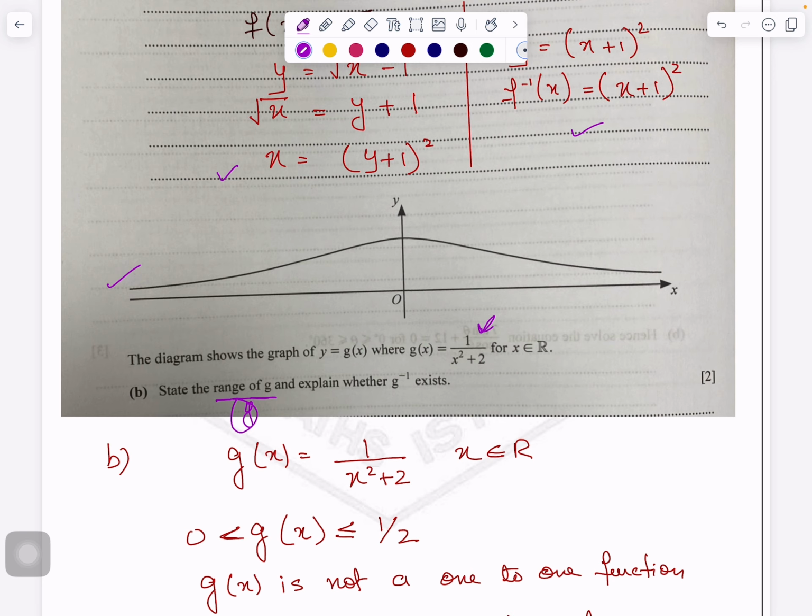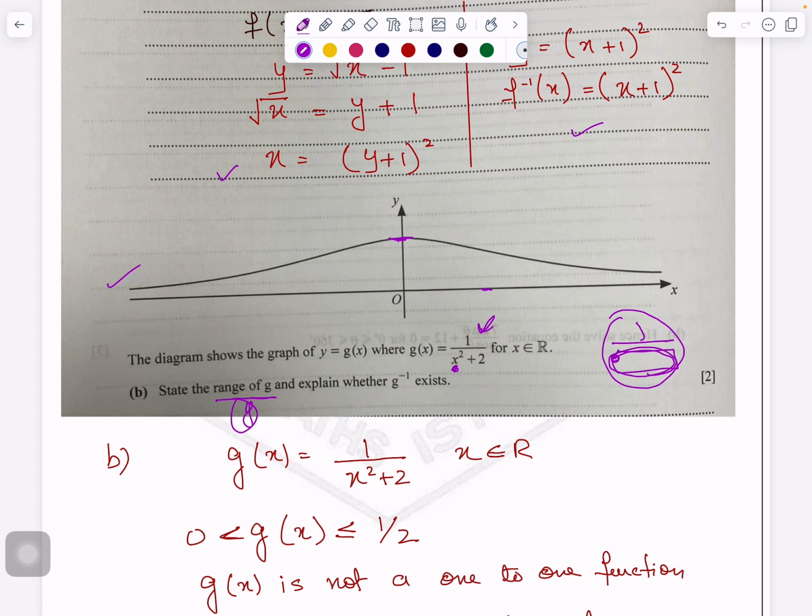To make the question easy, the sketch is here for you. You can see the highest point is this, and the lowest point will be this 0, which will never be touched. So it will be your asymptote, because every time we plug in the value of x, it is 1 divided by something. As you increase the value of x, the denominator keeps increasing, and overall this keeps decreasing. So that's why the value will always be more than 0.